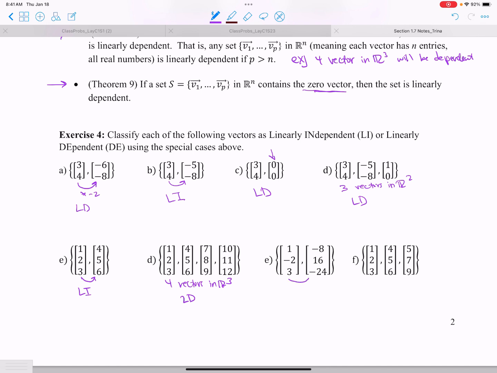There is a multiple from here. I can multiply by -8, so these are linearly dependent. For F, you can't really tell just by looking at it. This is linearly dependent, and we will look at an example more systematically in the next one.